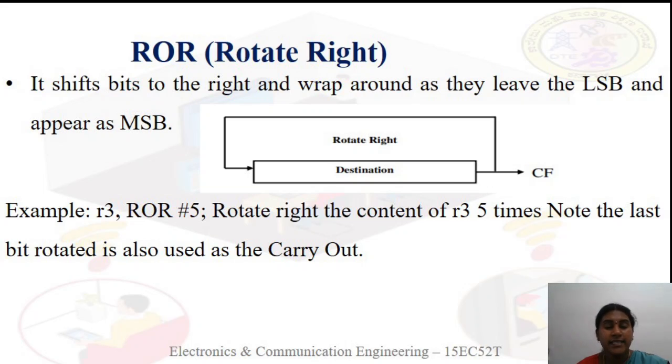The next rotate operation will be the ROR, that is rotate right. Rotate right is nothing but it shifts bits to the right and wrap around as they leave the LSB and appear as an MSB. It means here it is shifted to the right, the LSB will appear as an MSB and the MSB will be shifted to the next one. It is rotating like this. Example: R3 ROR #5 means the content of register R3 will be rotated right 5 times. The bit 0 will be appearing as bit 31. It means LSB is appearing as an MSB.